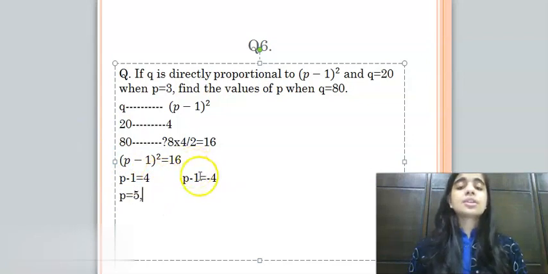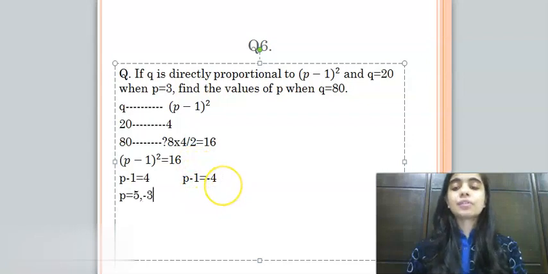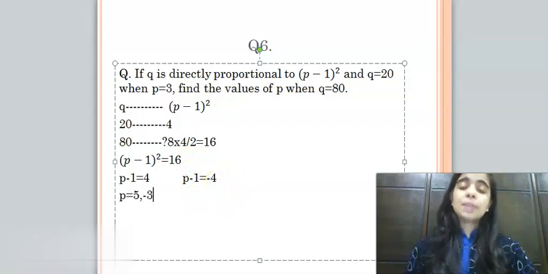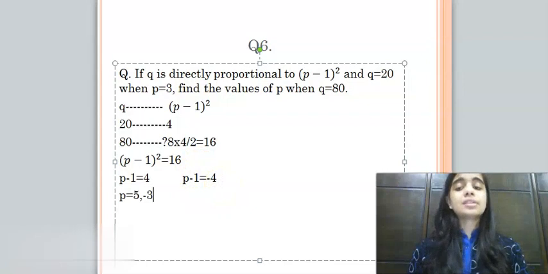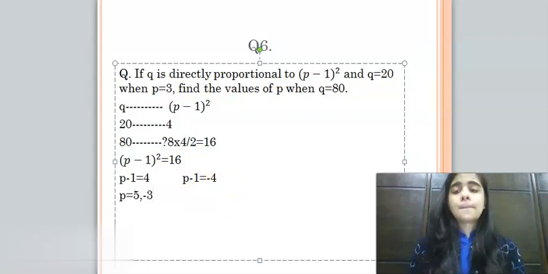And for the other answer, this will go there and become plus 1. So negative 4 plus 1 will be negative 3. So we have two values for p. p is equal to 5 and p is equal to negative 3. Alright, now let's move to question number 7.